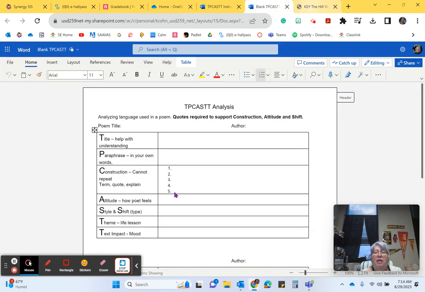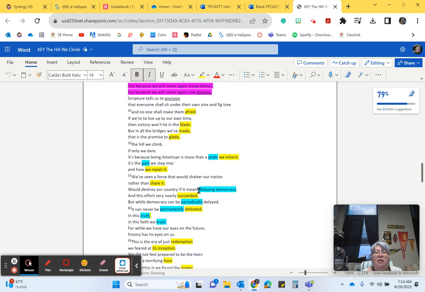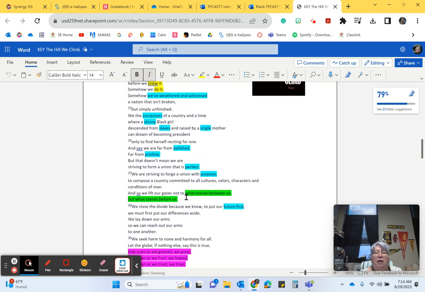The theme or life lesson is going to be probably something along the lines of what stands between us and what stands before us. So what is the difference there? So should we let what stands between us interfere with what stands before us? So kind of, in a way, just get over yourselves and let's work together.